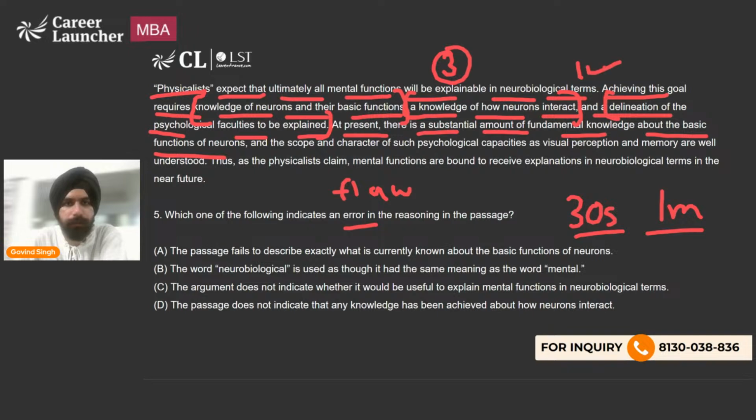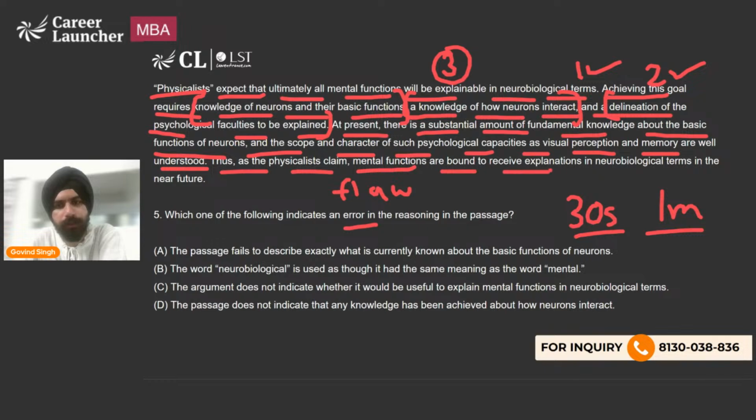At present, there is substantial amount of fundamental knowledge about the basic functions of neurons. So one criteria is settled. And the scope and character of such psychological capacities as visual perception and memory are well understood. So two criteria are settled. Thus, as physicalists claim, mental functions are bound to receive explanations in neurobiological terms in near future.